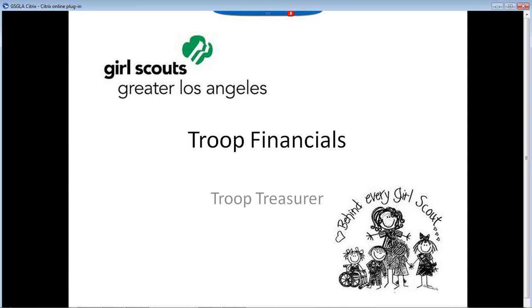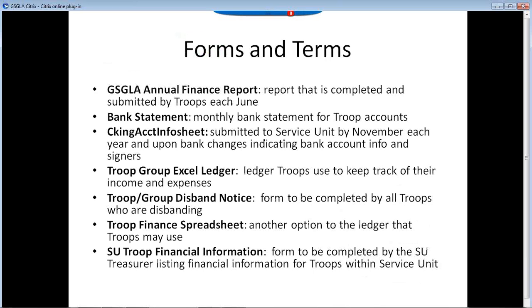So first of all, let's go over some of the forms and the terms that you'll need to be familiar with. The GSGLA Annual Finance Report is the report that you turn in every year. It's due to Council by June 30th, so your service unit may have a date earlier than that it is due. Bank statement refers to the monthly bank statement for your troop accounts. This form here, checking account info sheet, is something that we would like turned in every November to your service unit, and we'll show you what that looks like.